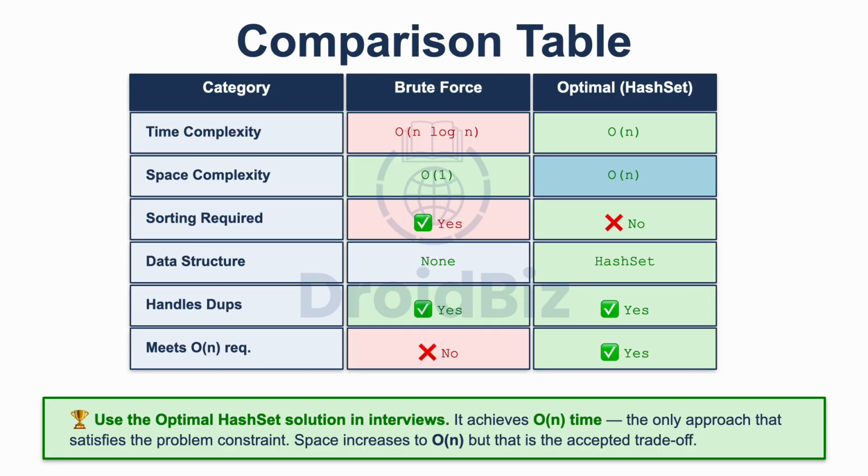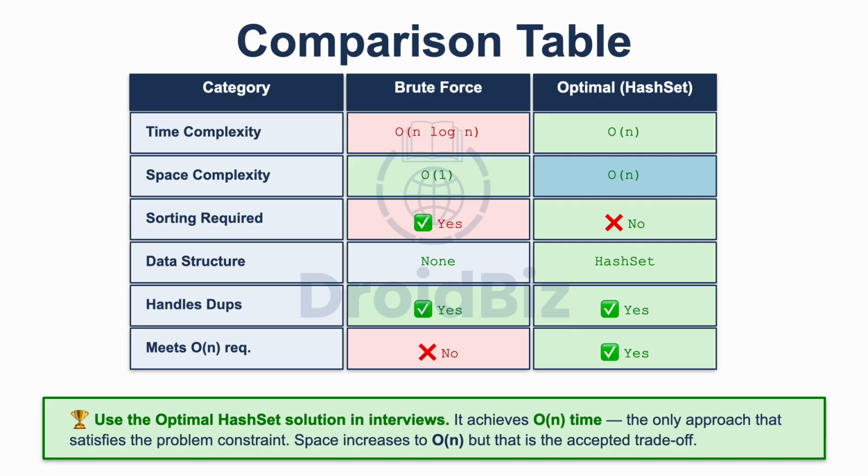Let us wrap up with a side-by-side comparison of both approaches. Looking at time complexity, brute force is big O of n log n. Optimal is big O of n. The optimal solution wins here, and this is the critical one. Space complexity. Brute force uses big O of 1 space. Optimal uses big O of n for the hash set. This is a tie. Both are acceptable depending on your constraints.